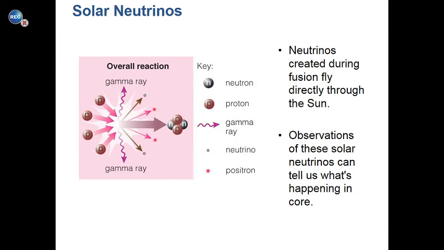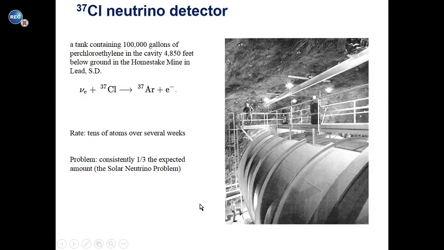And the problem is, if we can measure it, it would tell us about what's going on in the core, but it's completely transparent to us as well. We have to find ways of detecting them. And so a reasonable way people started with was taking dry cleaning fluid, which had lots of chlorine in it, burying it underground so it doesn't get affected by anything else, and when neutrinos could come in and interact and produce argon, which is a gas. And this would let you detect tens of atoms over weeks.